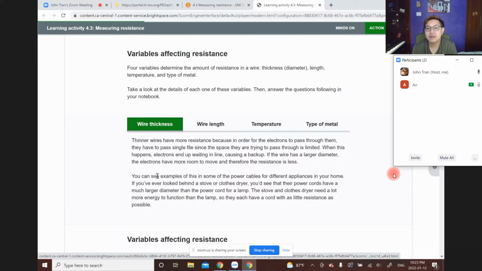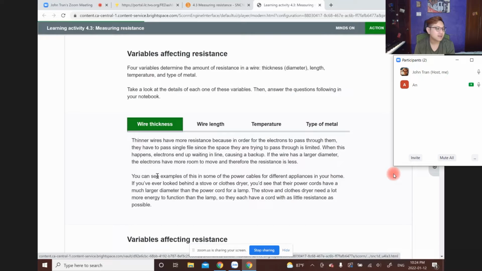Because think about it, if you need a lot of electricity already for the device to function, you don't need even more resistance. Because the more resistance, basically the more electricity you will have to use and the more money you have to spend. Get it? You understand it?